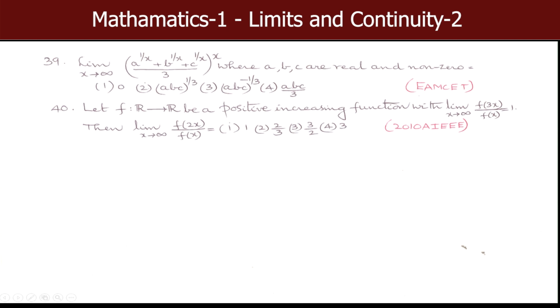And therefore, here in the question they should have given that a, b, c are positive. అయితే సరిపోయింది. రియల్ అండ్ నాన్ జీరో ఇచ్చారు. Real and non-zero should be replaced by positive. ఇస్తే క్వశ్చన్ కరెక్ట్గా ఉండేది. సో అస్యూమ్ లైక్ దట్. Then a power 1 by x tends to 1.